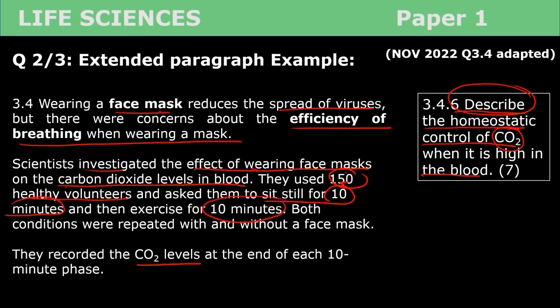Now, we are told what is happening here in the investigation. However, you are asked to do what? To describe now a homeostatic control of carbon dioxide in the blood when it's high. So this then tells us that we need to know what happens, what will be stimulated, and how the body responds to high concentration of carbon dioxide.